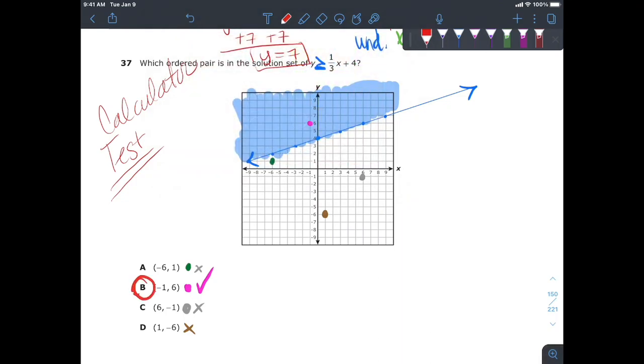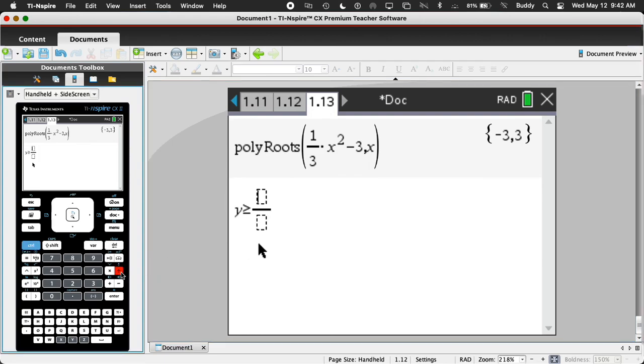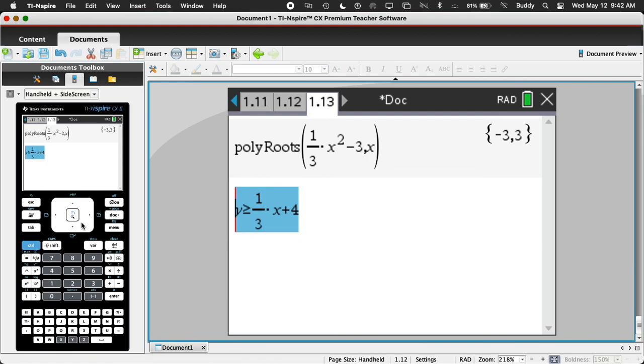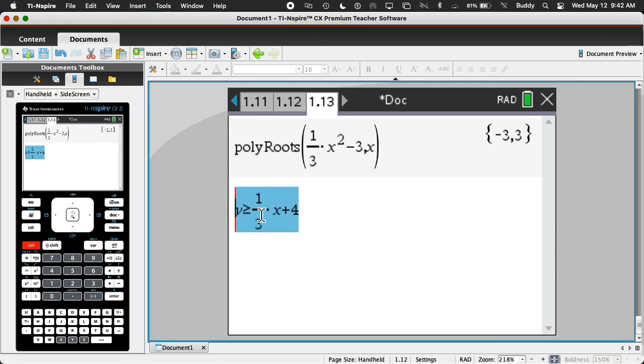I can verify this with my calculator. So if I head over here, I'm going to go ahead and type in the equation exactly as I see it. I'm going to go ahead and highlight it, remembering that on your calculator you have to hold this button down and kind of drag your finger to highlight. Then I'm going to hit Control-C to copy it. Okay? So highlight, copy. Now I'm going to go through and change each one of these.